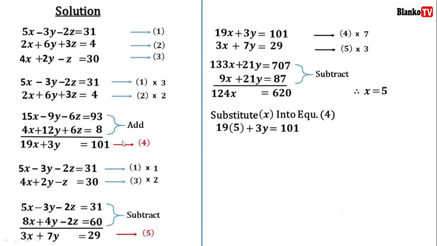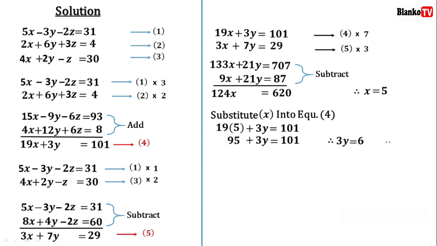So 19 multiplies 5 to give us what? 95 plus 3y equals 101. So therefore 3y equals 6. And how did we get that? We subtracted 95 from 101, that is by means of grouping like terms. So when you subtract 101 minus 95, we are going to get 6.